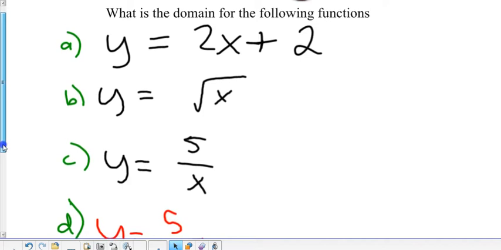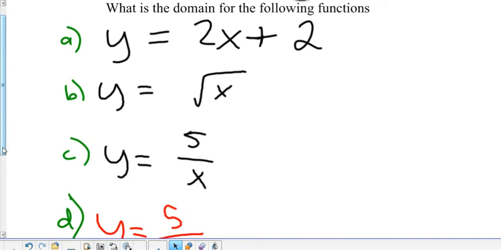Alright, now normally the domain, if we look at letter A, sometimes we'll be asking you what is the domain for the function. And typically the domain is anything I would like. I can choose any numbers I want for x. And for letter A, I can pick any number I want. So the domain is any real number.